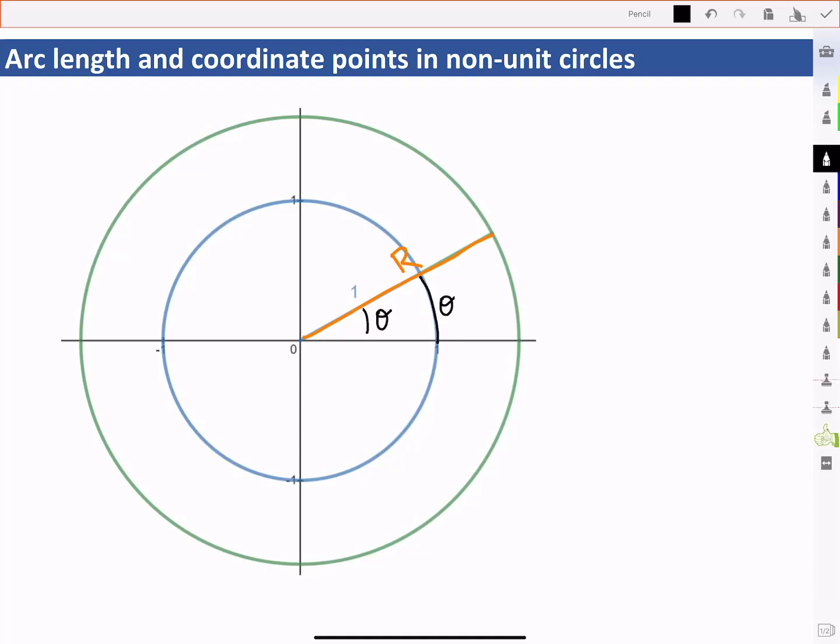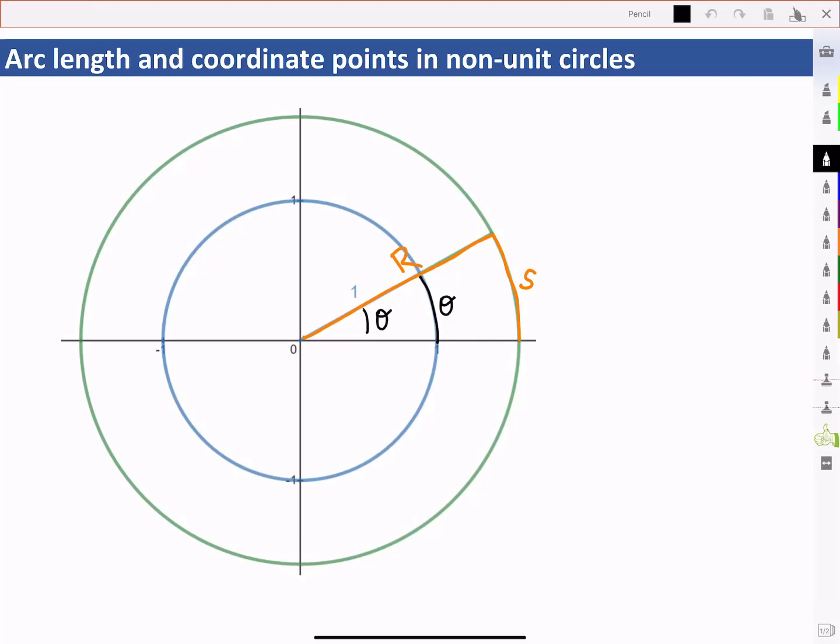But because the radius is not 1 in the larger circle, and even just looking at that larger circle, we can see that the arc length is not going to be equal to the angle measure theta. So let's use the variable s to represent the arc length on the bigger circle. S is just the standard variable that mathematicians have chosen to represent arc length. So what is the arc length on this larger circle?